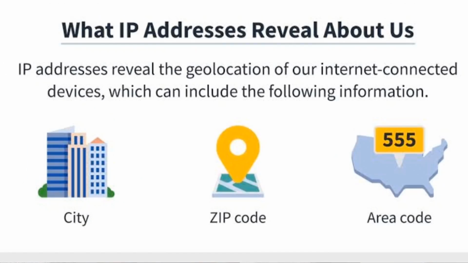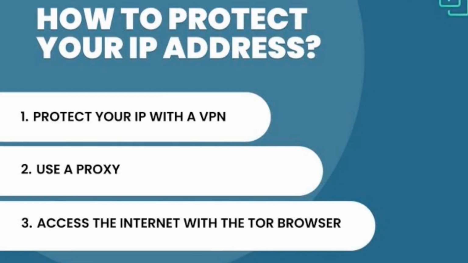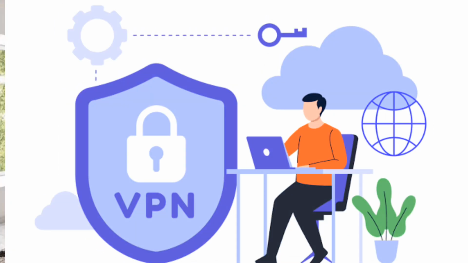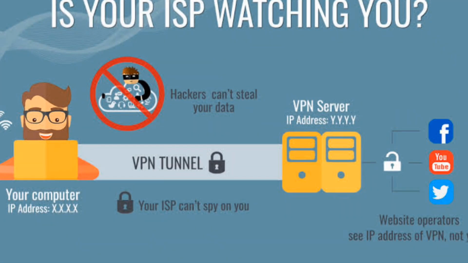So, why should you care about your IP address? Well, your IP address can reveal a lot about you, like your general location and internet activity. This can make you a target for hackers or advertisers. That's why many people use tools like a VPN to hide their IP addresses and protect their privacy. A VPN masks your real IP address and makes it look like you are browsing from somewhere else.